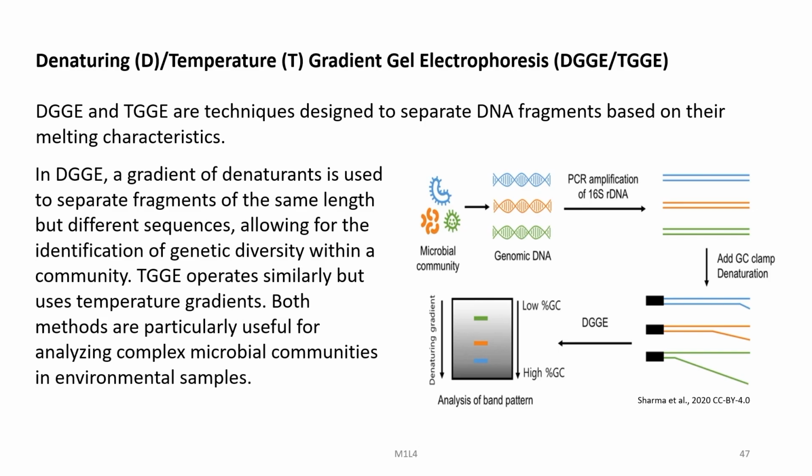And finally, let us discuss denaturing gradient gel electrophoresis, DGGE, and temperature gradient gel electrophoresis, TGGE. These are techniques designed to separate DNA fragments based on their melting characteristics. In DGGE, a gradient of denaturant is added to separate fragments of the same length but different sequences, allowing for the identification of genetic diversity within a community. TGGE operates similarly but uses temperature gradients. These methods are particularly useful for analyzing complex microbial communities in environmental samples.